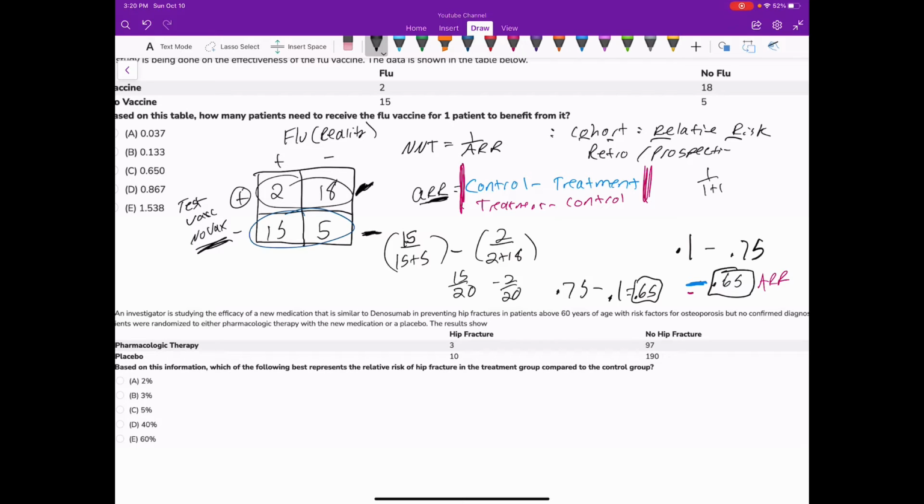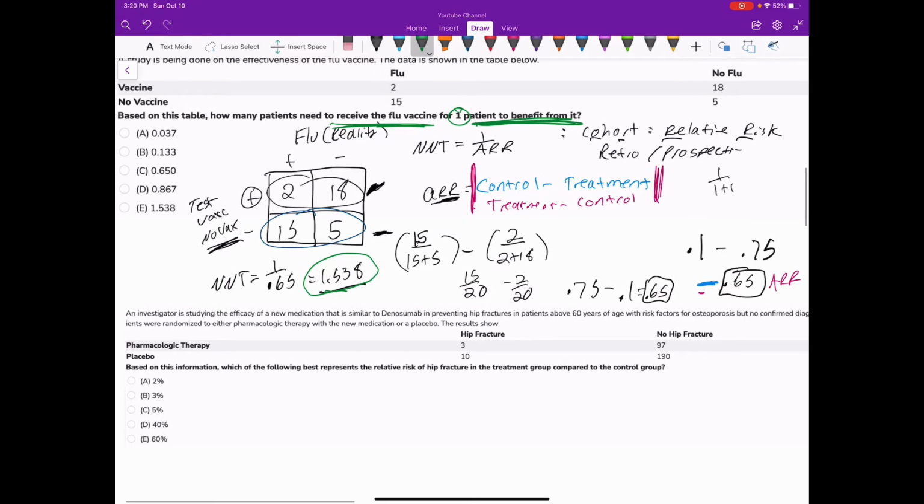Okay. So now, what are we going to do? We're going to do NNT equals 1 over ARR, which is 0.65. We're going to put in the calculator, 1 over 0.65. What are we going to get? We're going to get 1.538. Okay, so now we know that we need 1.583 patients, right? Need to receive the flu vaccine so one patient can benefit from it. So E is going to be our answer. All right.